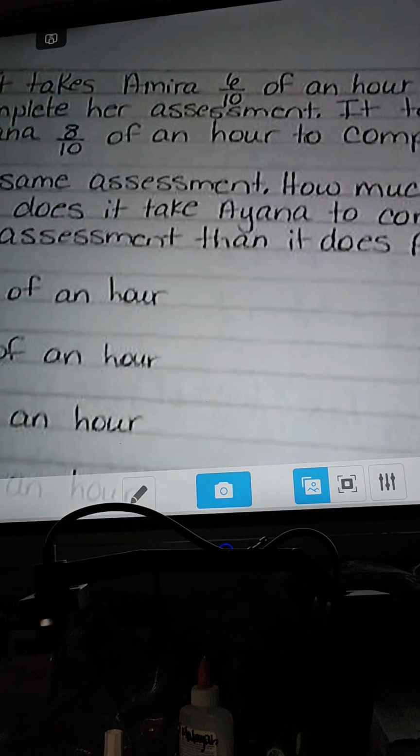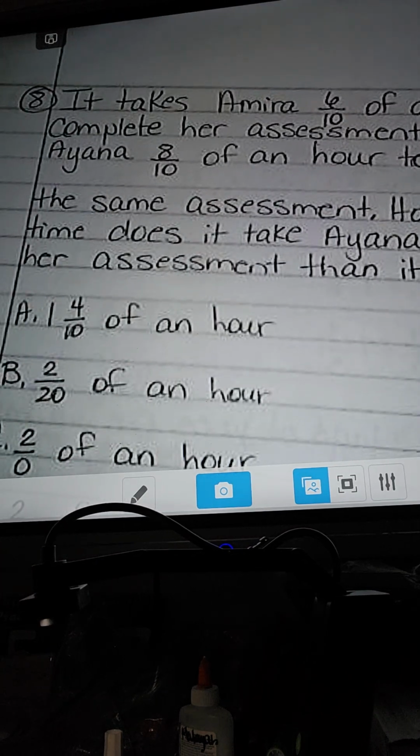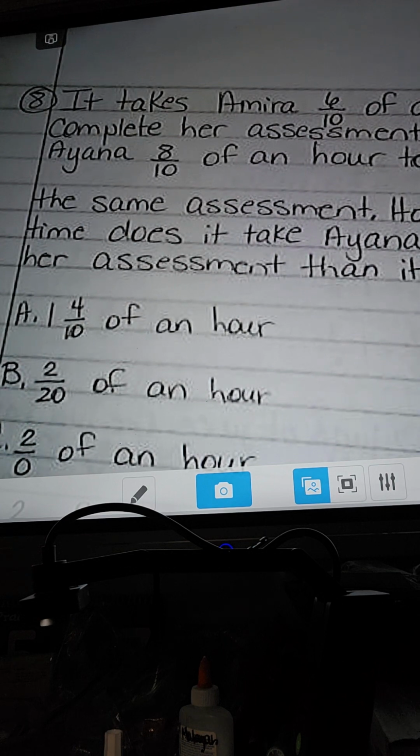All right, number 8, ladies. It takes Amira 6/10 of an hour to complete her assessment. It takes Ayana 8/10 of an hour to complete the same assessment. How much more time does it take Ayana to complete her assessment than it does Amira? What operation are we using? Subtraction, because it says how much more. When it's asking how much more, you need to subtract.